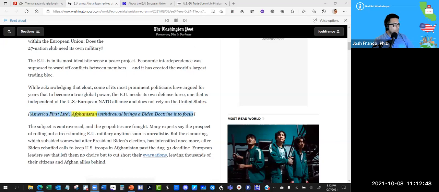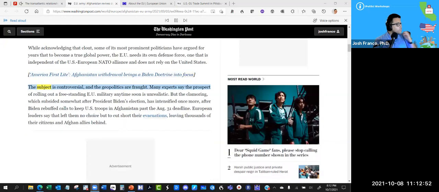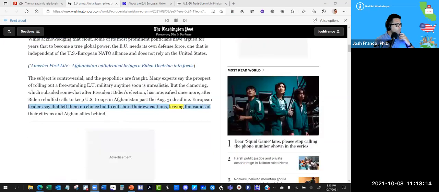America First Light: Afghanistan withdrawal brings a Biden doctrine into focus. The subject is controversial, and the geopolitics are fraught. Many experts say the prospect of rolling out a freestanding EU military anytime soon is unrealistic. But the clamoring, which subsided somewhat after President Biden's election, has intensified once more, after Biden rebuffed calls to keep US troops in Afghanistan past the August 31st deadline. European leaders say that left them no choice but to cut short their evacuations, leaving thousands of their citizens and Afghan allies behind.